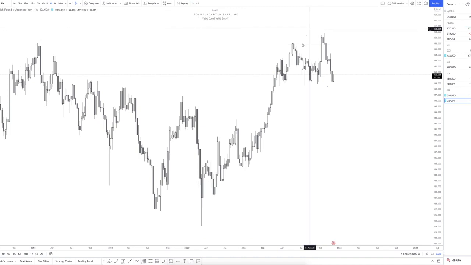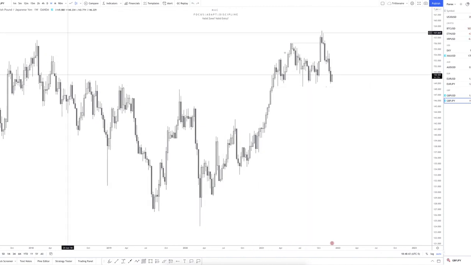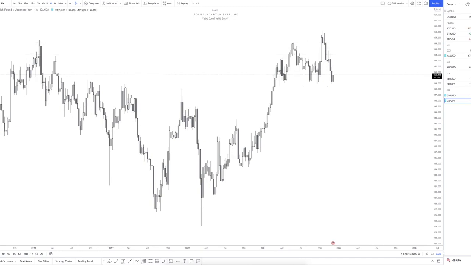Oh, I forgot I can't necessarily do it like that. So for my breaks of structure and things like that, I'm just going to have a horizontal line, but it won't necessarily be labeled on the weekly time frame. Which is completely fine. We don't spend too much time on the weekly anyways.